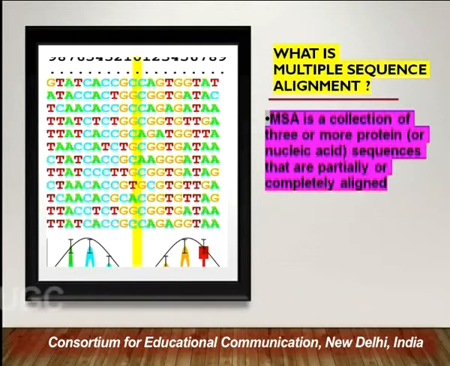Multiple sequence alignment is a collection of 3 or more protein or nucleic acid sequences that we intend to align, maybe partially or completely. It indicates the homology of these sequences, meaning the sequences which are aligned in a column, like the highlighted yellow column you see here. That region is homologous, and the residues are homologous in the evolutionary sense, meaning they are thought to have a common origin, and this is going to help us in phylogenetic analysis.